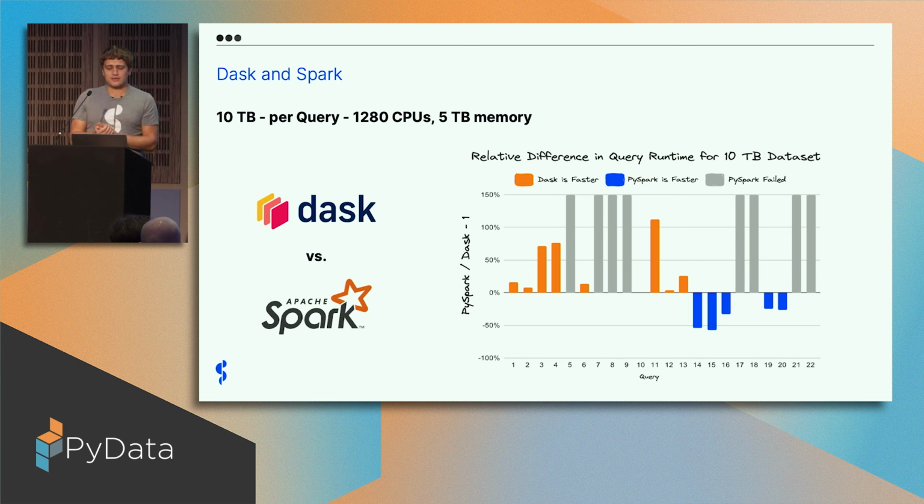So our takeaway here is that Dask is now actually competitive performance-wise, and it is a lot better on out-of-core processing. It's a little bit stupid to run 10 terabyte queries on 15 terabytes of RAM. That's why that's not included here.